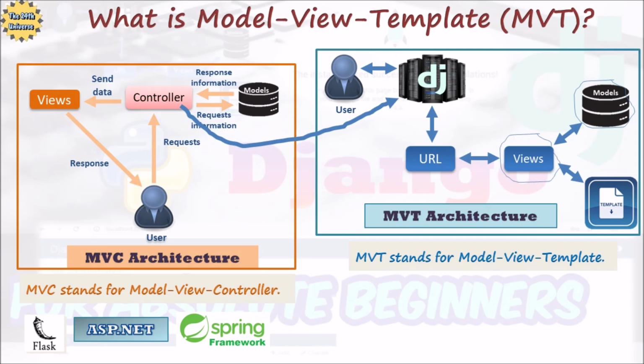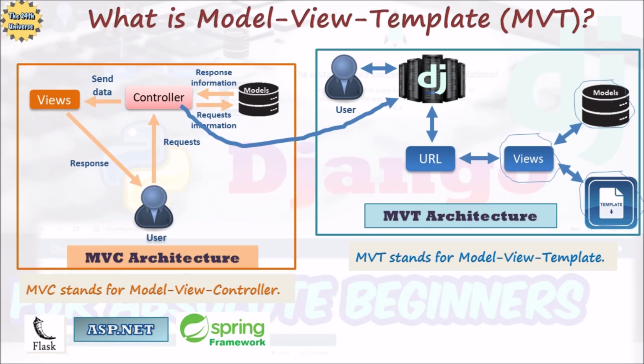V stands for view. This is the business logic layer. It processes user requests, interacts with the model, and maps data to the template. T stands for template. This is the presentation layer. It defines how the data is displayed in HTML format using Django's template language.